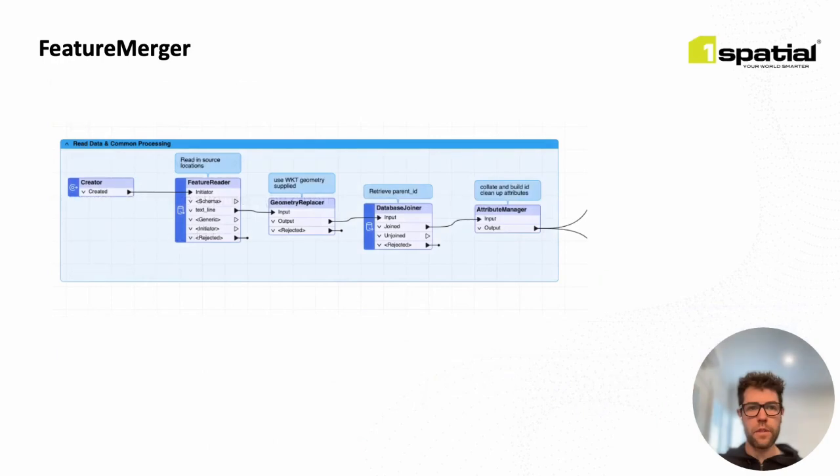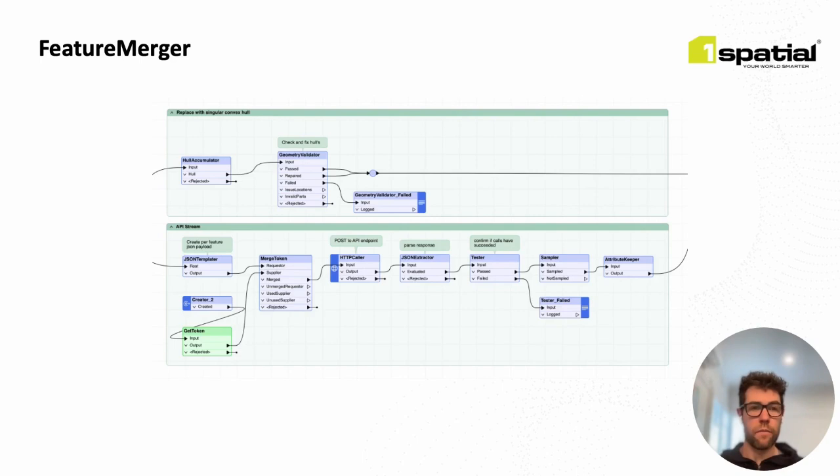So just to step into what this workspace looks like, at the very beginning, we're reading in a text file that has some data in it, replacing the geometry from the text file to actually make it into a proper feature. We're then joining it to a database to get some more information, and then using an attribute manager to tidy up the features. We then split the data features into two separate streams. The top one is aggregating all of the features together and accumulating them into a hull based on their geometry. And down the bottom, we're taking those features and using an API service to verify that those point locations are where we expect them to be.